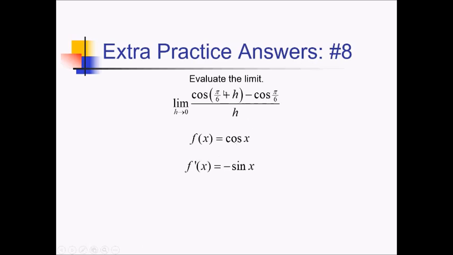Now, because we have this pi over 6 in here with the h instead of just x, they actually want us to plug pi over 6 into this derivative. So negative sine of pi over 6, that's going to end up being, let's see here, negative 30, because this is really sine of 30 here. So negative 1/2.